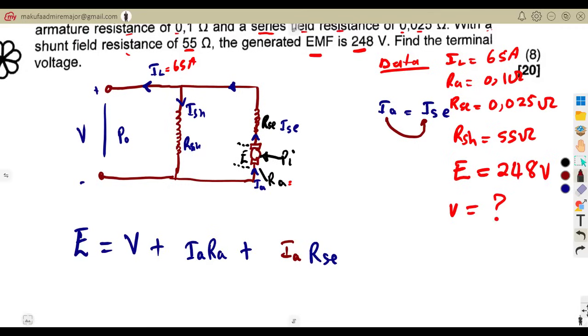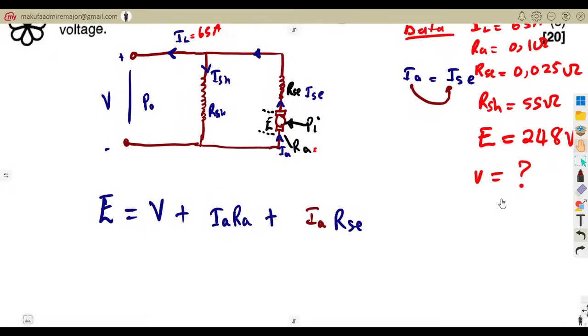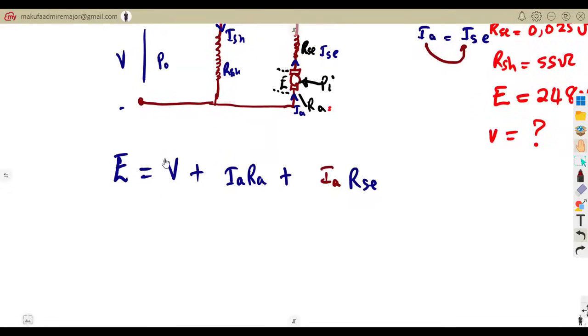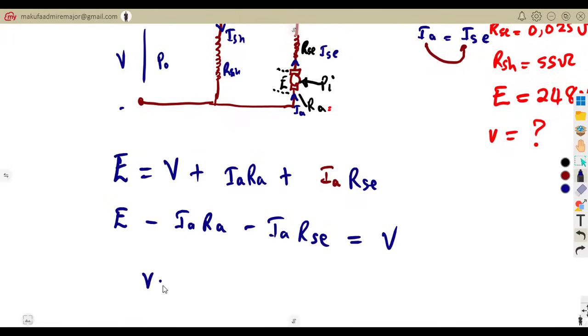So in this calculation, we do want to calculate the voltage. So definitely in your own understanding, you go, okay, I need voltage. So let me make voltage the subject, not E, because the one that I want is voltage. You take this to the other side, it becomes a negative. This to the other side, it becomes a negative. So it is going to be E minus armature current times armature resistance, minus armature current times series field, is equal to V. So this is the right formula to calculate my terminal voltage.